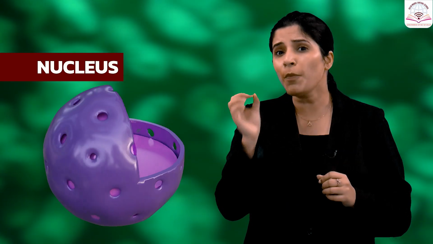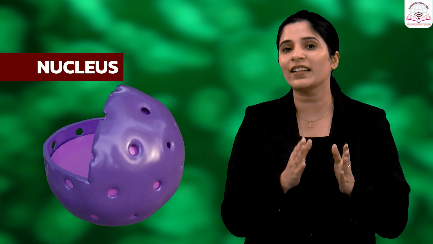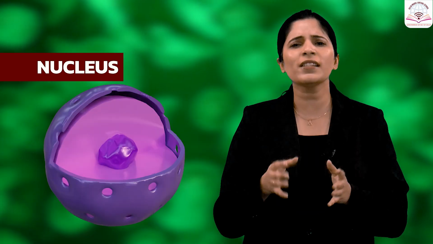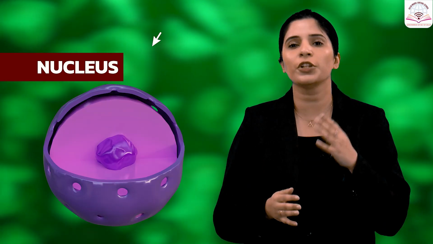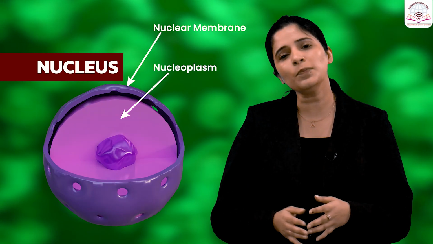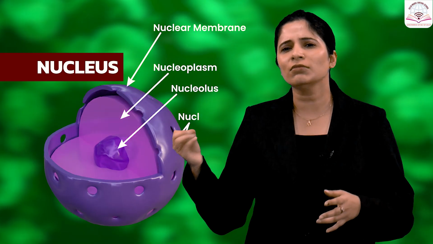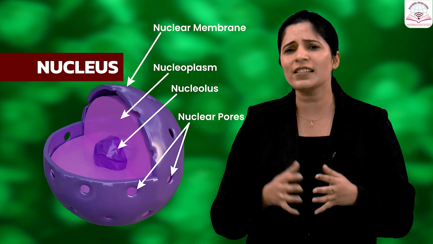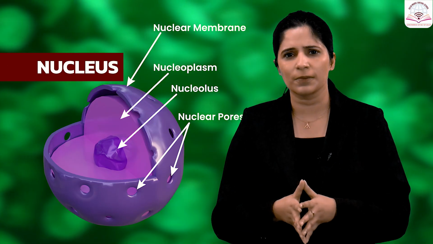There is a more important thing inside the nucleus, and that is its DNA. The nucleus has several parts, which includes the nuclear membrane, the nucleoplasm, nucleolus, and the nuclear pores. Let's understand one by one what are these parts.